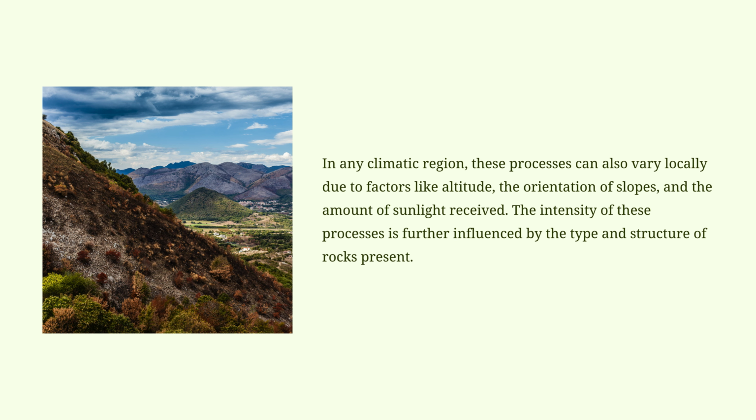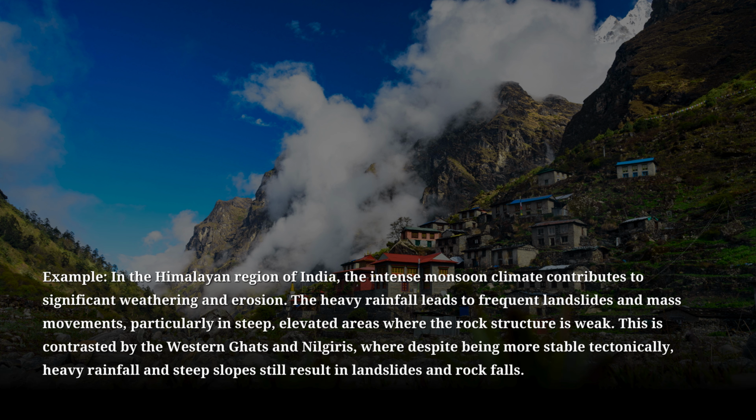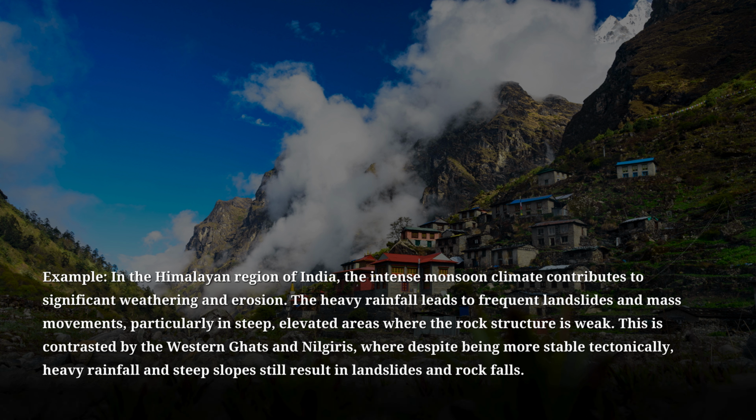In any climatic region, these processes can also vary locally due to factors like altitude, the orientation of slopes, and the amount of sunlight received. The intensity of these processes is further influenced by the type and structure of rocks present. For example, in the Himalayan region of India, the intense monsoon climate contributes to significant weathering and erosion. The heavy rainfall leads to frequent landslides and mass movements, particularly in steep, elevated areas where the rock structure is weak. This contrasts with the Western Ghats and Nilgiris, where, despite being more tectonically stable, heavy rainfall and steep slopes still result in landslides and rockfalls.